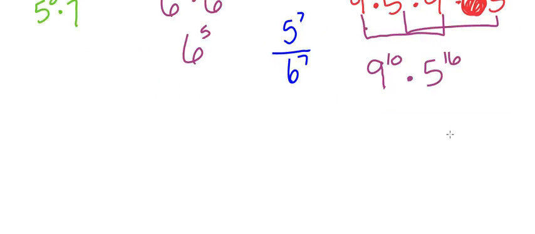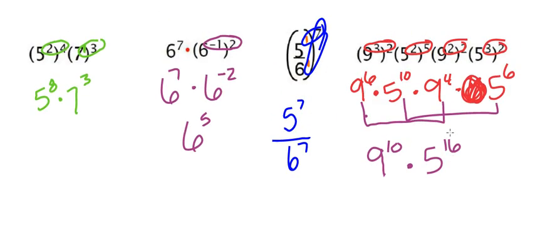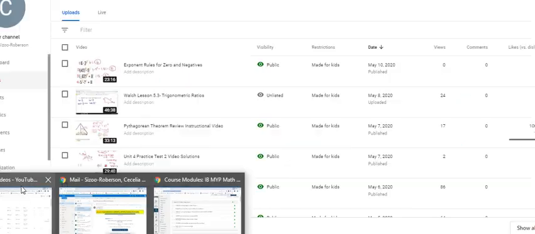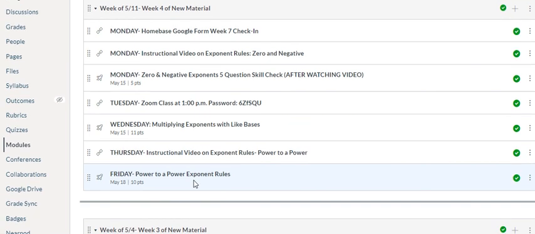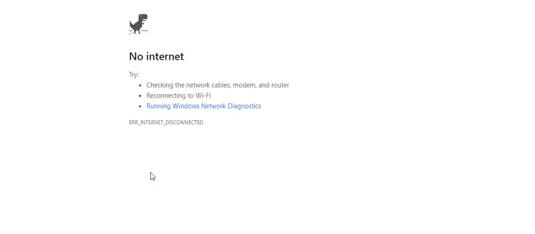So that is it in terms of your lesson for today. Thank you for getting that done. And the lesson for tomorrow, so Friday's work, is to go into Canvas, and it should be right here. So we're going to go into Canvas, and for Friday, this was the video you just watched, instructional video and exponent rules, power to a power. Now you're going to click power to a power exponent rules, and you're going to take that little 10-question quiz there. And again, if you look, oh, you can't look at it right now because I'm not connected to the internet. So oops, no preview.